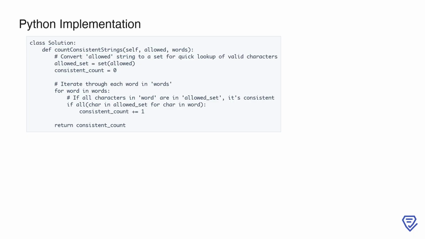Edge cases: the code handles edge cases such as empty words or allowed gracefully. If allowed is empty, the result will correctly be 0 since no word can be consistent. Similarly, if words is empty, the function will return 0 as there are no words to check. This implementation balances clarity and efficiency, effectively solving the problem within the constraints.